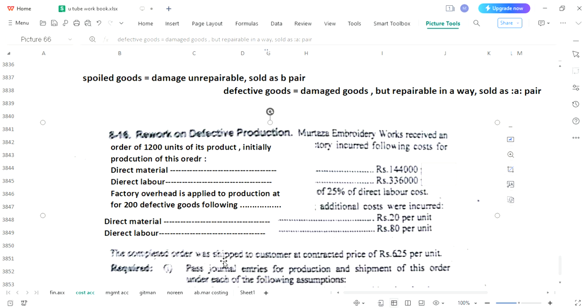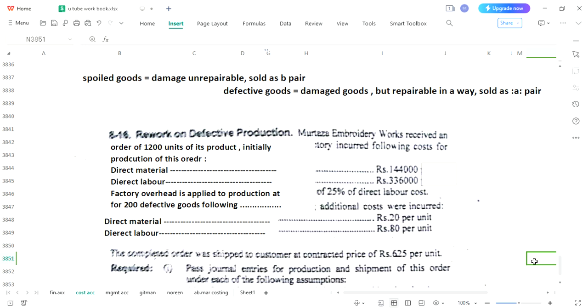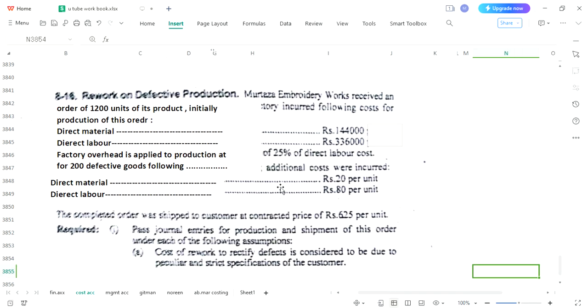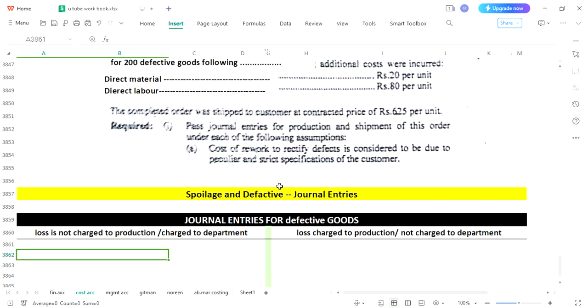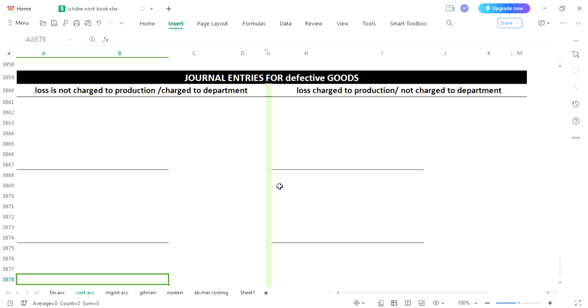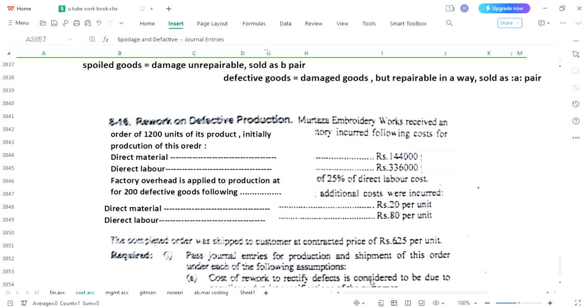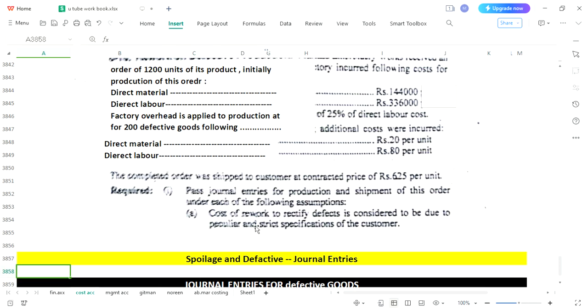The completed order was shipped to the customer at the contracted price of 625, though it is not related with our basic concept, because we are not actually related with the sale entries, but we will do it. Right now we will be focusing on rework or defective production. For that we have a proforma over here. On the left side you will be making 3 journal entries, and on the right side you will be making 3 journal entries. The concept is very simple. There are two ways. Again, a little bit of misprinting is present over here.